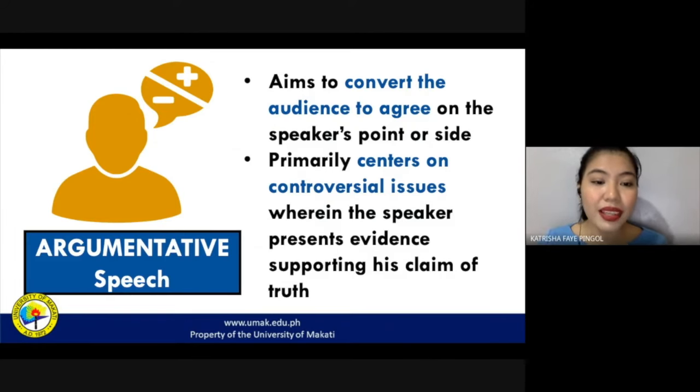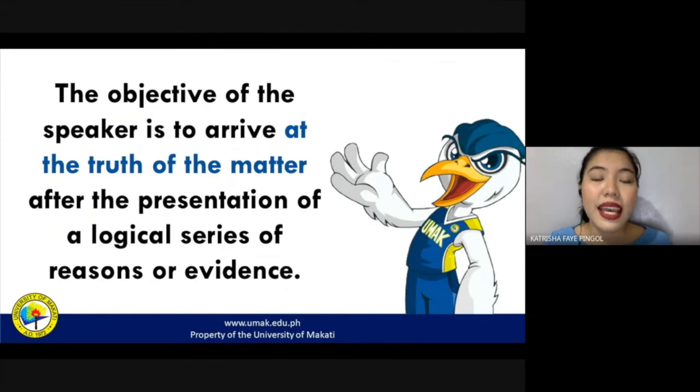As an argumentative speaker, your aim is to make your audience believe on your side. Believe that whatever it is you are saying is something that they could agree with, or something that is agreeable, or something that is good. Again, in argumentative speeches, the objective of the speaker is to arrive at the truth of the matter after presenting a logical series of reasons or evidence. In argumentative speeches, you need to always present evidence. You need to support your claims with pieces of evidence.